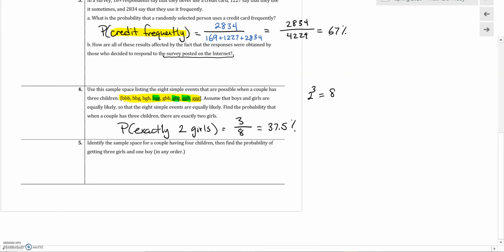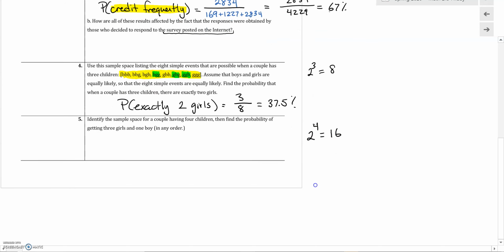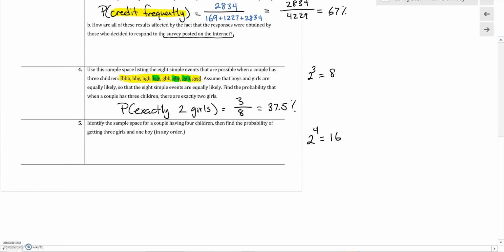All right, last one. Identify the sample space for a couple having 4 kids, and then find the probability of getting 3 girls and 1 boy in any order. Okay, this is going to be a pain because I've got 2 outcomes, boy or girl, but now I've got 4 kids, so that's a total of 16 things in my sample space. This is going to be hard to track. So I'm going to do my best. Again, what I recommend you do is pick one and exhaust all the possibilities. So I could have 4 kids that are all boys, right? That's the only way to get 4 boys.